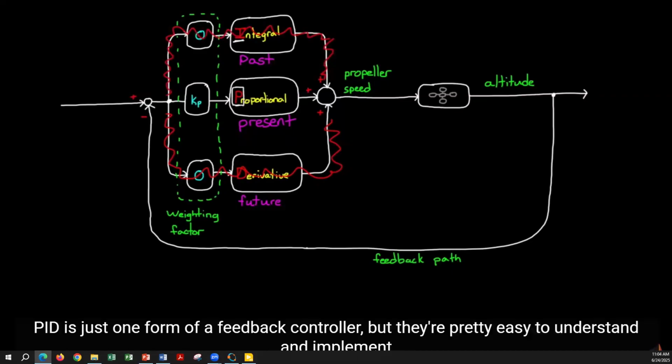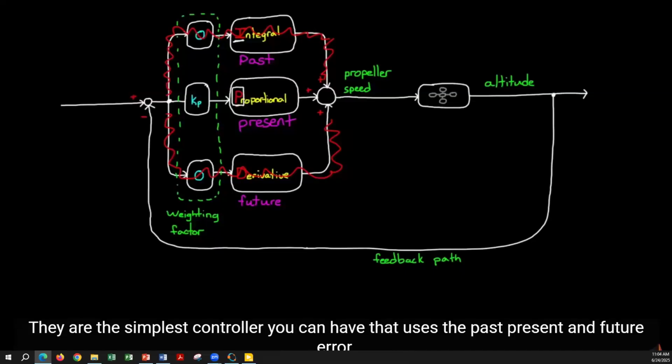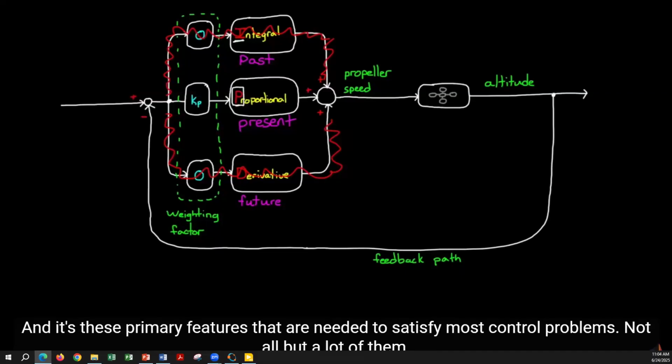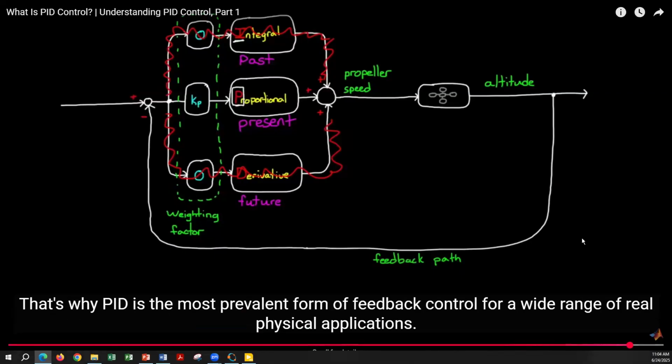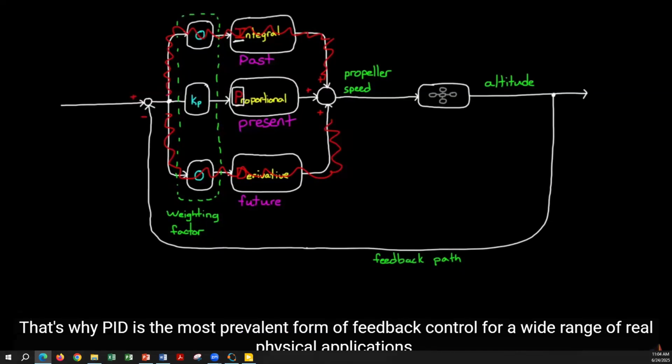PID is just one form of a feedback controller, but they're pretty easy to understand and implement. They are the simplest controller you can have that uses the past, present, and future error, and it's these primary features that are needed to satisfy most control problems. Not all, but a lot of them. That's why PID is the most prevalent form of feedback control for a wide range of real physical applications.